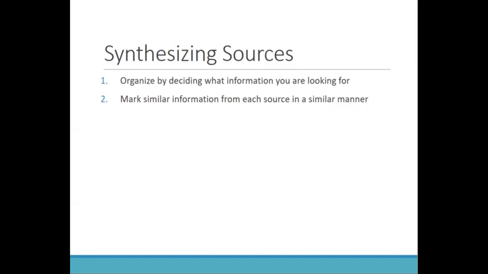So if you're looking at peer relationships and you want to look at friendship and victimization and acceptance, you may have some articles that address all three. You might have some that just address one. You might have some that address two. And so you need to find a way to identify all of your friendship information, all of your victimization information, all of your acceptance information.